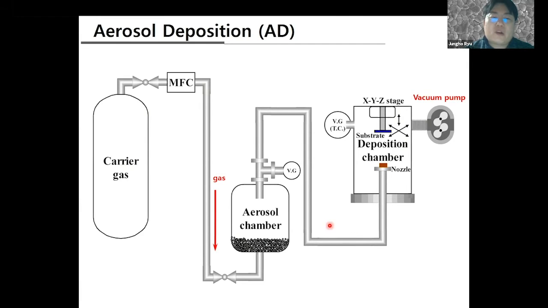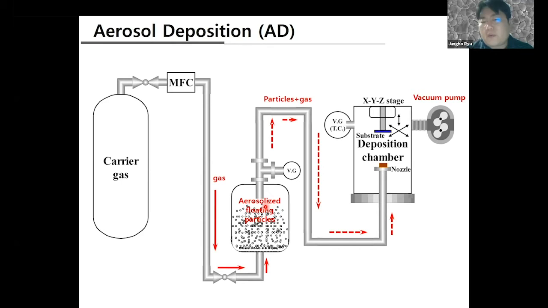Then we turn on the MFC, the mass flow controller. That means gas is flowing through this tube. And this gas meets the powder inside of the aerosol chamber, then it becomes aerosolized particle suspension. Inside of this, there is no liquid or binder, just particles and gas. Then this particle suspension flows through the tube, and inside of that chamber there is one nozzle here and the XYZ stage. So we can attach the substrate here and spray the particles.